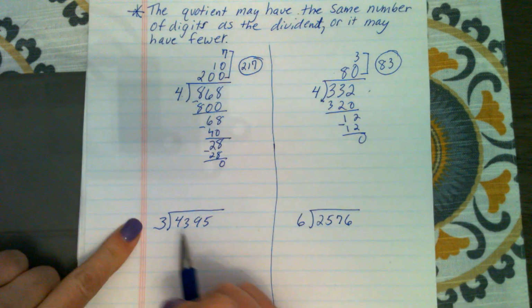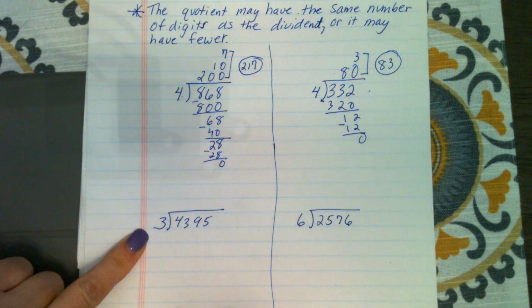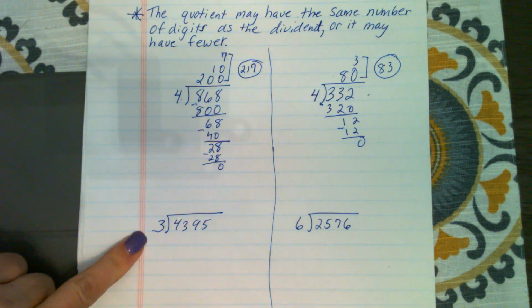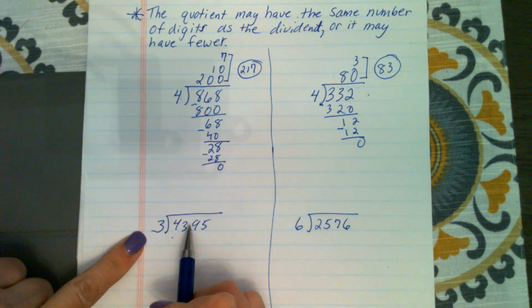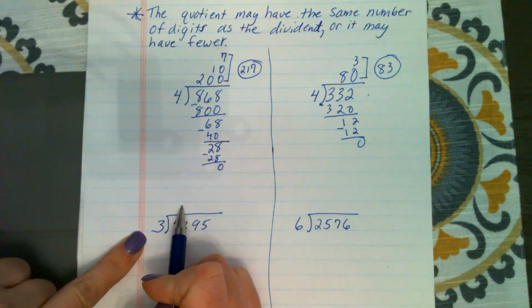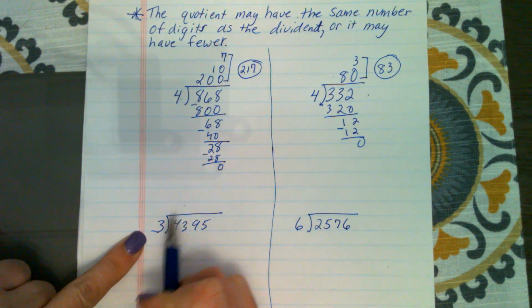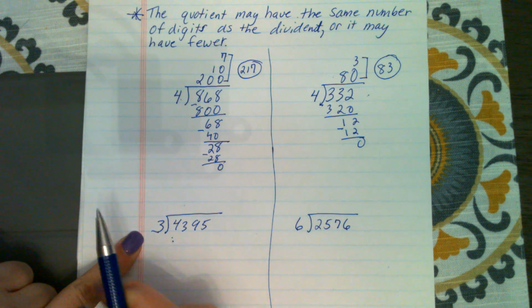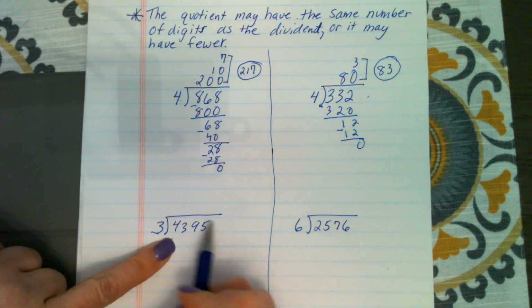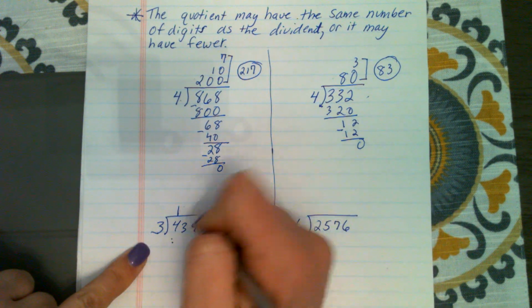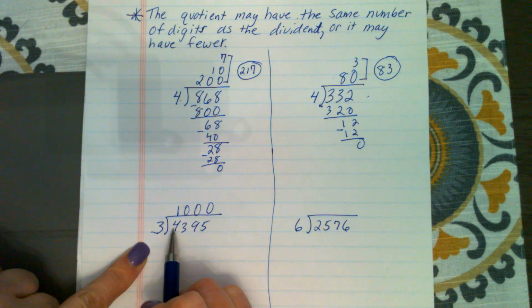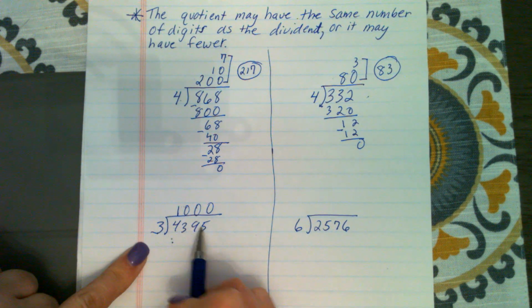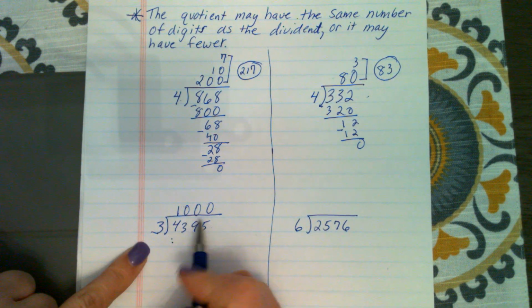Okay, so how many 3s are in 4,000? Are there at least 1,000 3s? Well, sure. 1,000 3s are 4,000. I haven't gone over. Are there at least 2,000 3s? Well, 2,000 3s would be 6,000, and that puts me over. Can't go over what I have. This is all I have. So my first multiplier is in the thousands. So this is telling me this quotient will have 4 digits, just like the dividend has 4 digits.